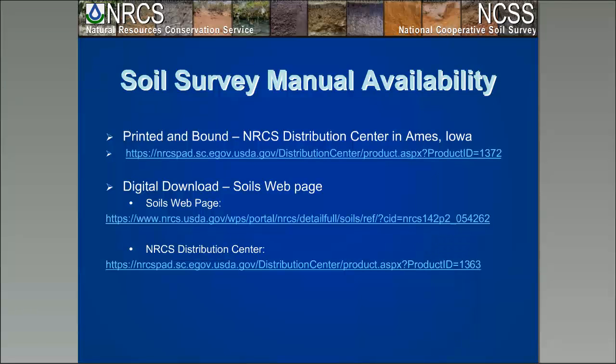Ken, I know you talked about how to get a copy of the manual, but here's a question: why does the distribution center only allow you to order one book if you need more than one?